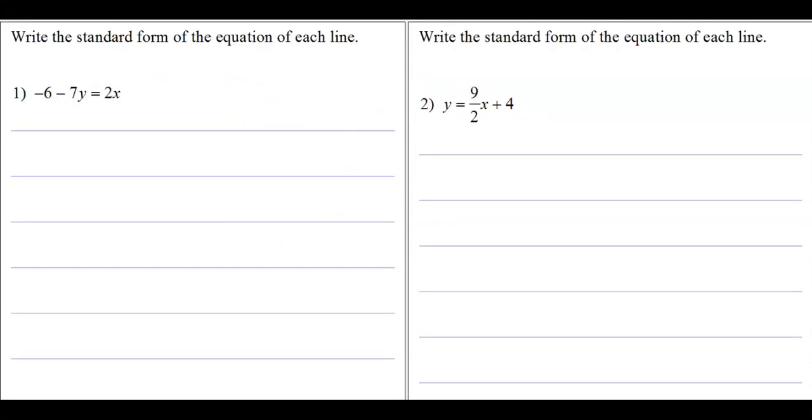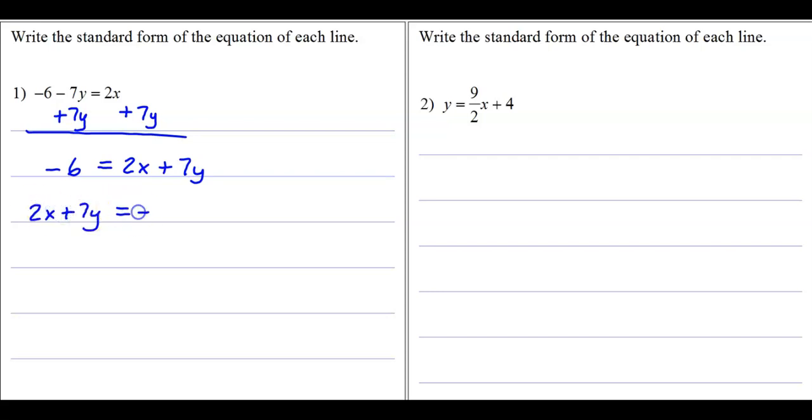Number one says, write the standard form of the equation for each line. So the big idea is I need to get x and y on the same side. I think the easiest way here would just be to add 7y to both sides. If I add 7y to both sides, I'm going to end up with negative 6 equals 2x plus 7y. And if I want it to look right, I can just flip sides and put the 2x plus 7y on the left, the negative 6 on the right. So now we are in standard form.